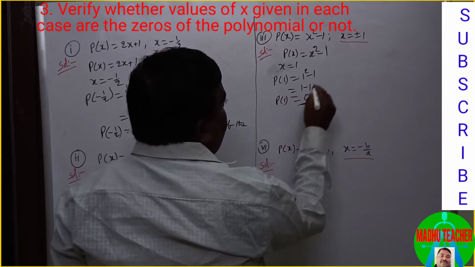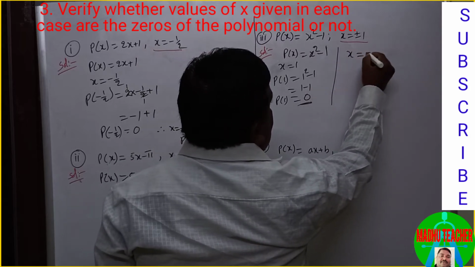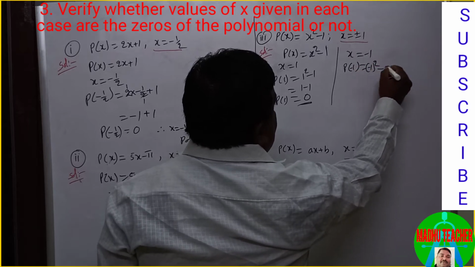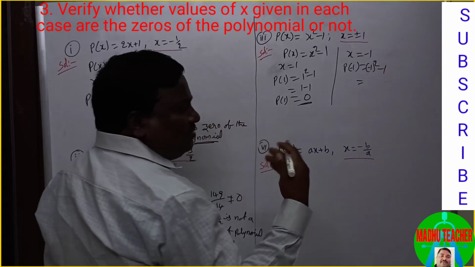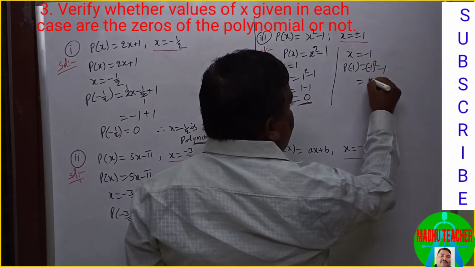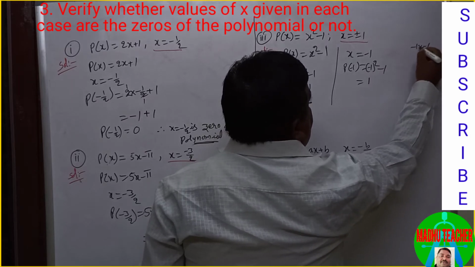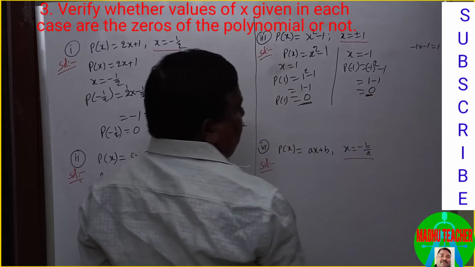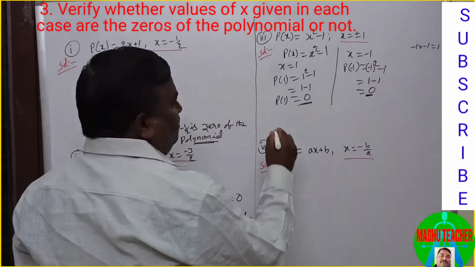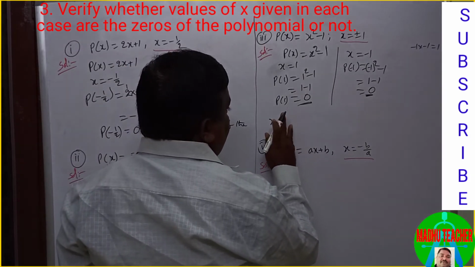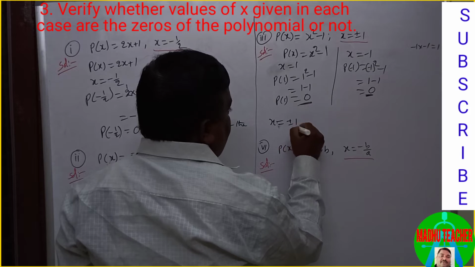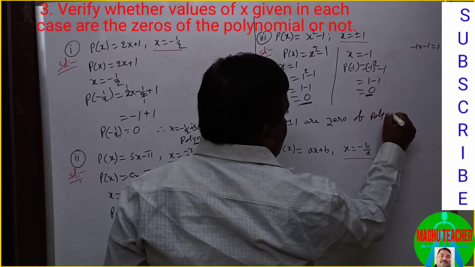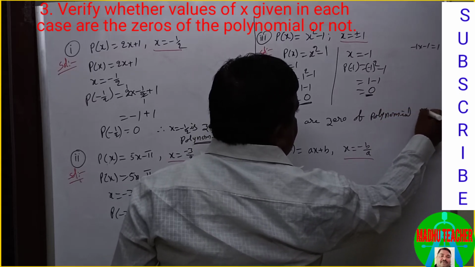Next I am taking x equal to minus 1. That is p of minus 1 equal to minus 1 whole square minus 1. Minus 1 whole square, that is minus 1 into minus 1. Minus 1 into minus 1 is plus 1. Minus into minus is plus, 1 ones are 1. So that is 1 minus 1. 1 minus 1 is 0. So in both cases we got 0. Therefore x equal to plus or minus 1 are 0 of the polynomial p of x.